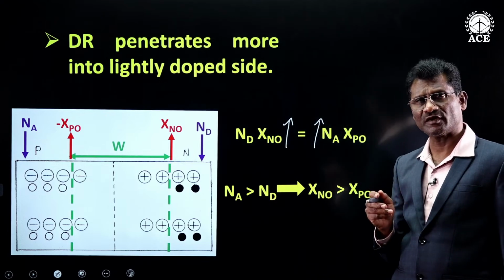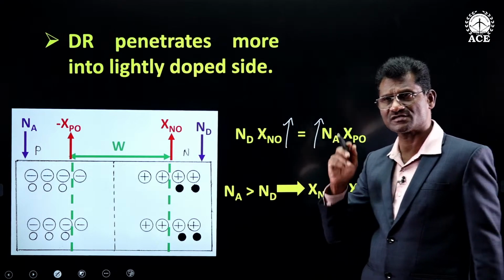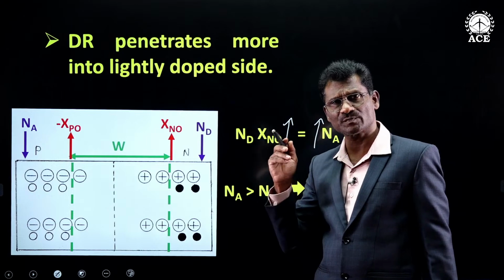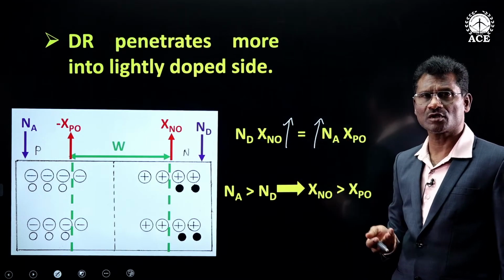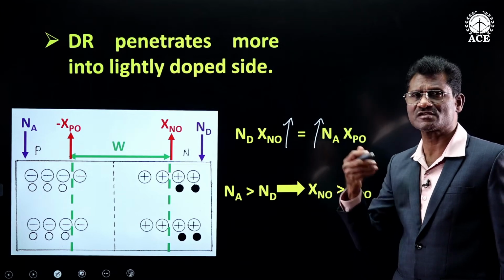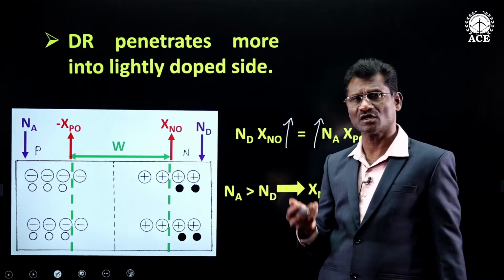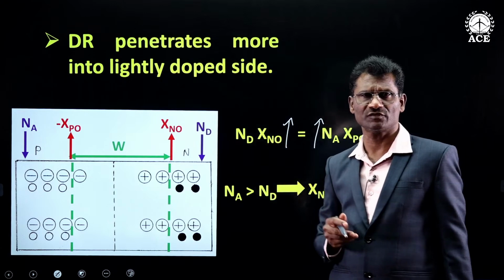Similarly, in a JFET, junction field effect transistor, you know something called pinch off. When the top and bottom gate junction diodes are reverse biased, assume that it is an n-channel JFET.